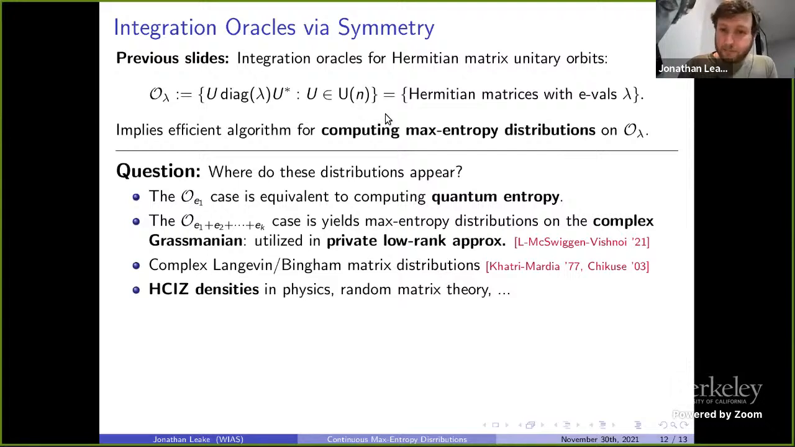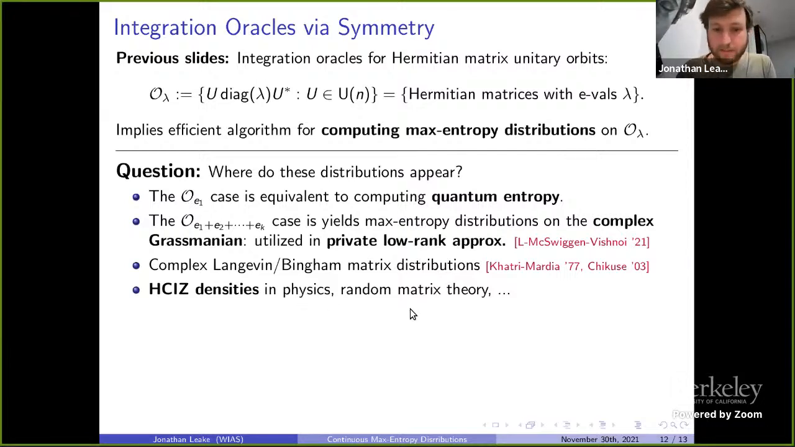It turns out that these specific cases, these complex Langevin distributions, are precisely distributions which come from these orbits, and these are studied in statistics. Also, this density on the unitary group, this thing that we are taking an integral of in the previous slide, these are things that are called HCIZ densities, which I believe Colin will talk about a little bit more as well.